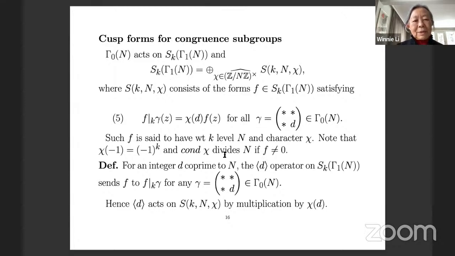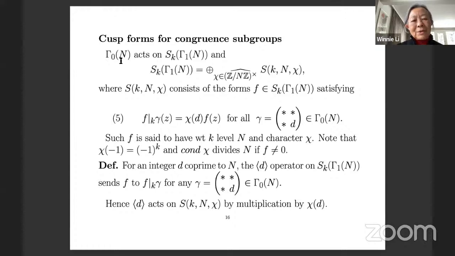So now we go to the cusp forms for congruence subgroups. I want to take a closer look. Okay, so we saw that Gamma_1(N) is a normal subgroup of Gamma_0(N). So Gamma_0(N) will act on the space of cusp forms for Gamma_1(N).